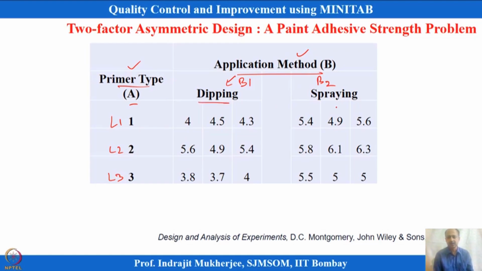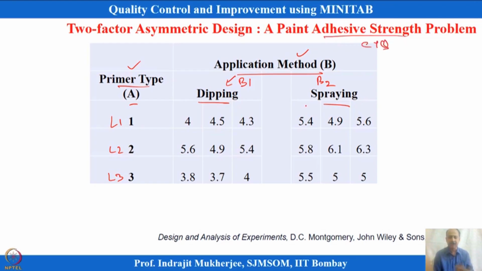One is the dipping method. If you go to a paint shop, you will find that there are different ways we can do painting. One is dipping, another is spraying. These are the two options the industry has, and the three different primer types are generally taken from suppliers. We have sources of primer type 1, 2 and 3. So, the experimenter wants to figure out the best combination of primer type and application method that will maximize adhesive strength, which is the CTQ.